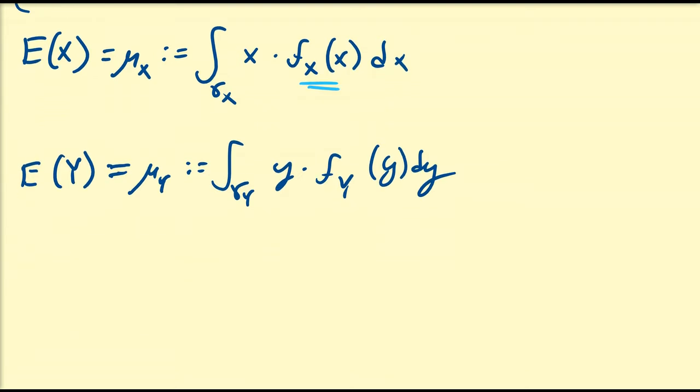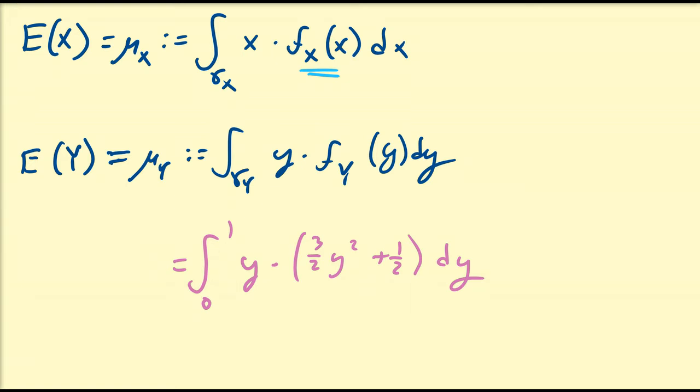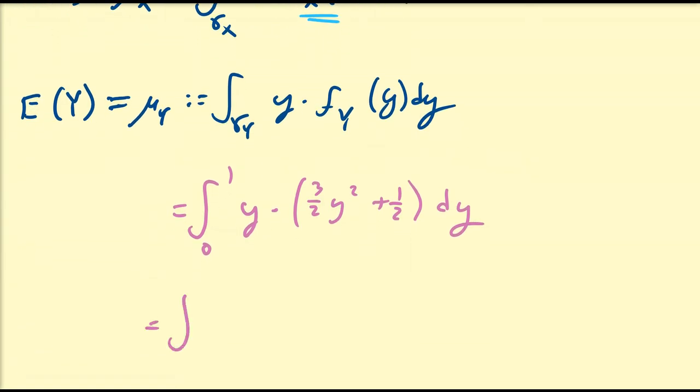So let's do this. They're both the same function, just symmetric in their variables. So let's just find this y value since it's pretty much here and convenient. So this is going to be equal to the integral from 0 to 1. Remember, this is the bounds for the y values, of y times 3 halves y squared plus 1 half dy. So this is going to be equal to the integral from 0 to 1 of 3 halves y cubed plus 1 half y dy.